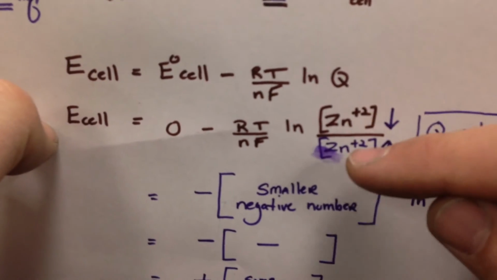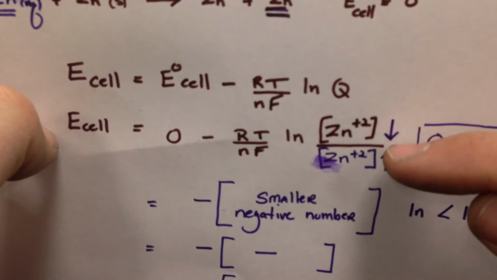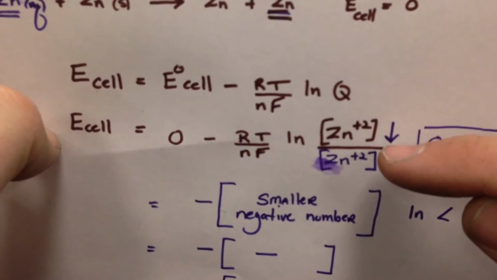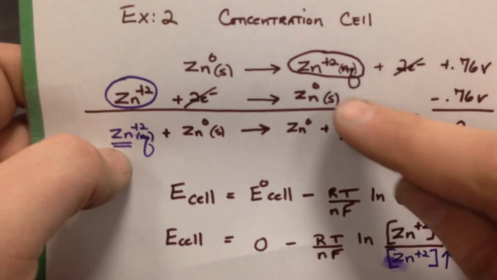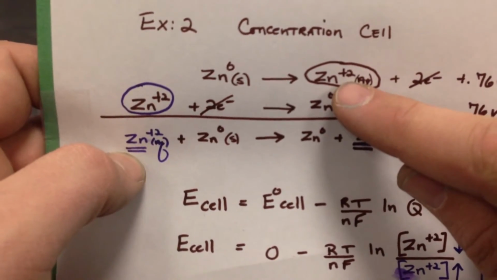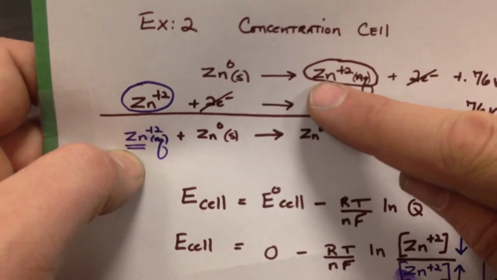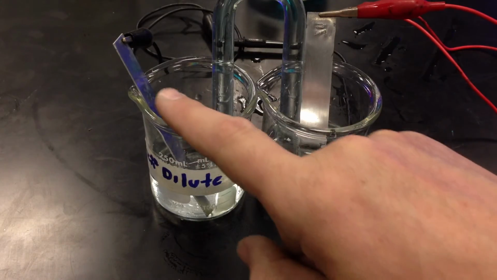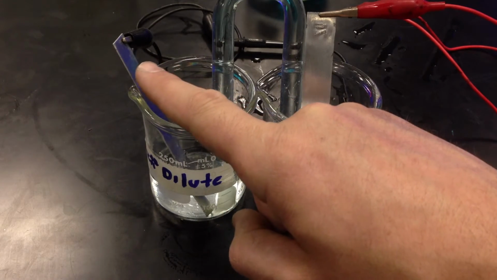Now, how can that happen? Well, if I decrease the zinc plus 2. Now, this zinc plus 2 has to be decreased. Now, where is it? Well, it's right here. So I got to decrease one of the products. So where zinc oxidizes, I have to decrease it. Look, zinc is oxidizing over here. This is my anode. So that is where it is being decreased.